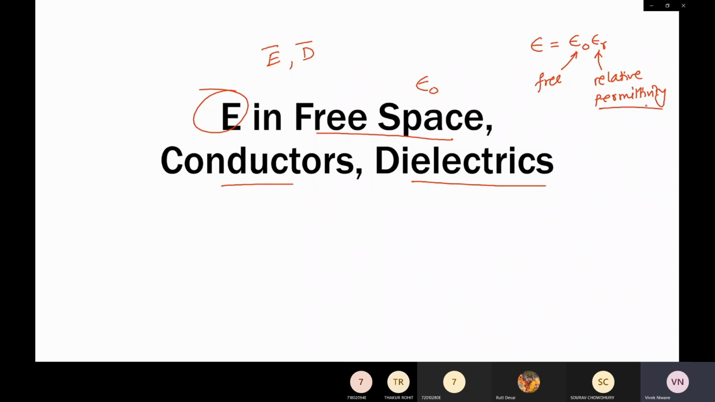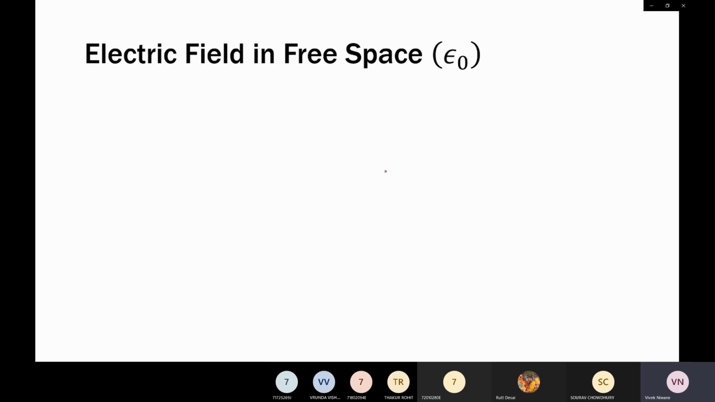When we are going to discuss conductors and especially dielectric materials, we have to consider the behavior of electric field in that material, in that medium or region, as well as along the boundary. We are going to see how electric field behaves along the boundary later on, but let us start with the discussion about electric field in free space.